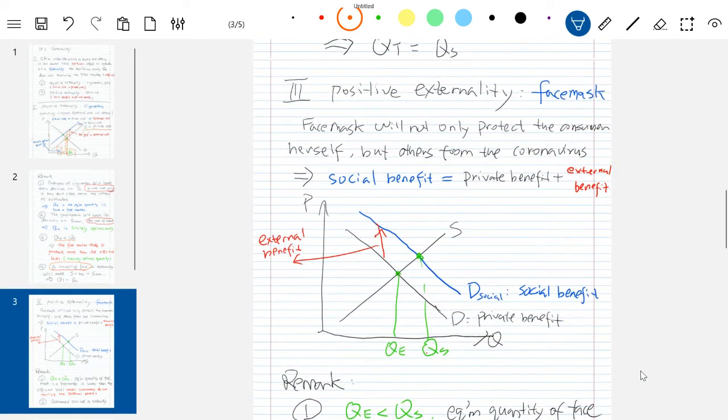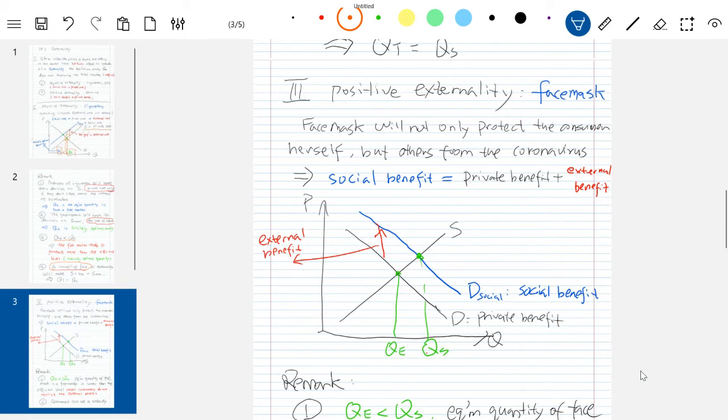Now, let's move on to a diagram explaining the notion of a positive externality. The example I'm going to use is the face mask. Clearly, a face mask is a good that has a positive externality, because wearing a face mask, especially today, will not only protect yourself from the coronavirus, but it will also help others from being infected.